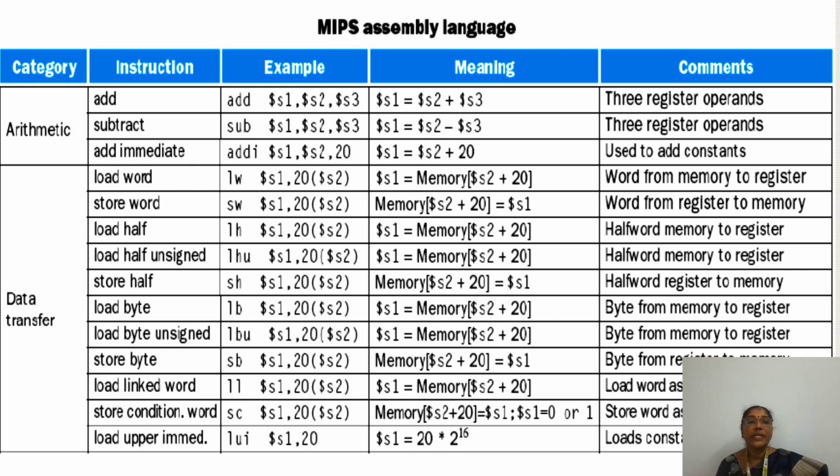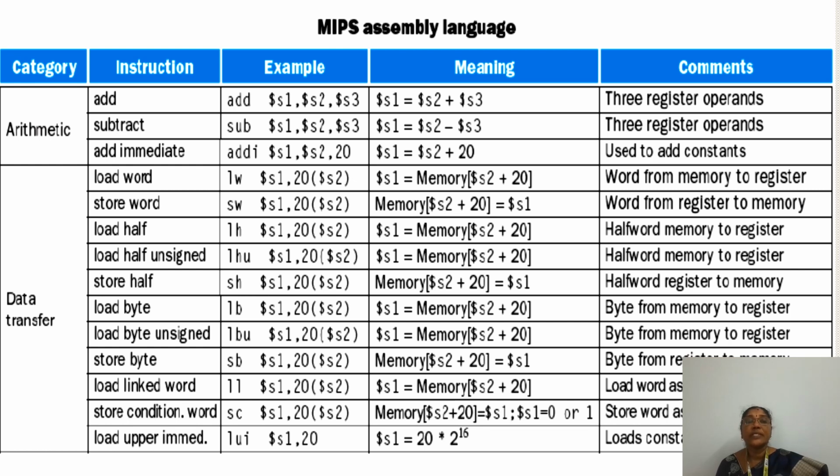Similarly, we have the data transfer instructions. Data transfer means we are going to transfer data from memory. Here we are storing the data in the registers. The other kind of data we can also have in the memory. So how are we going to transfer the data content from the memory to the registers? For that we use the data transfer instruction.